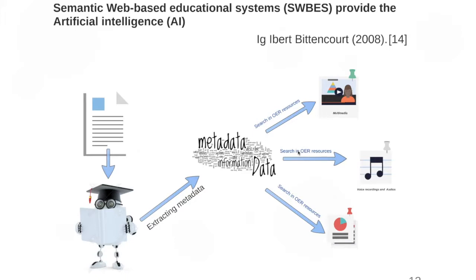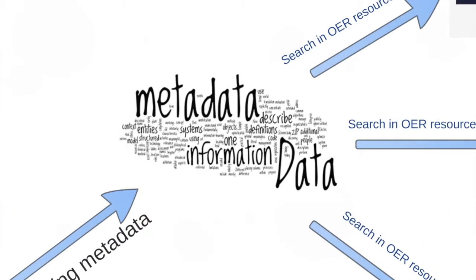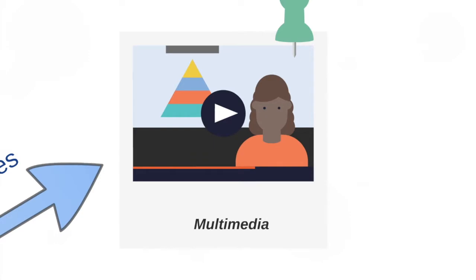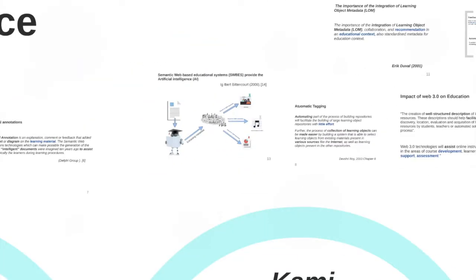Bittencourt in 2008 called this a pedagogical agent, like an artificial intelligence that sees the user, and he mentioned in that article that a semantic web-based educational system can provide such agents that read the content of the learning material and extract the metadata and information from the content, usually textual content. Then from that metadata we can make a query to connect other resources such as multimedia and retrieve media or other web pages from other resources with the help of that metadata.